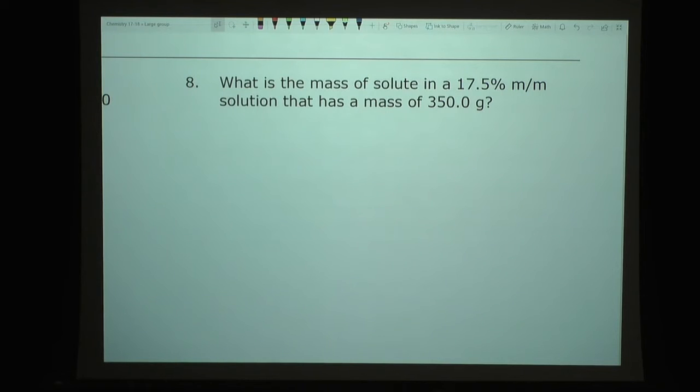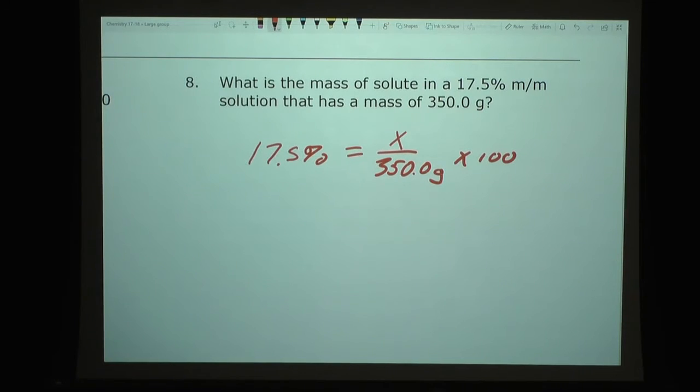Now, let's say that we know the percentage. Mass of solute is 17.5% mass-to-mass solution. It has a mass of 350 grams. What is the mass of the solute? Now, in this case, we know the percentage. So we can set that as our percentage, 17.5% equals, we don't know the mass of the solute, so we'll set that as X. We know the solution mass of 350.0 grams, and it's times 100 because it's a percent.